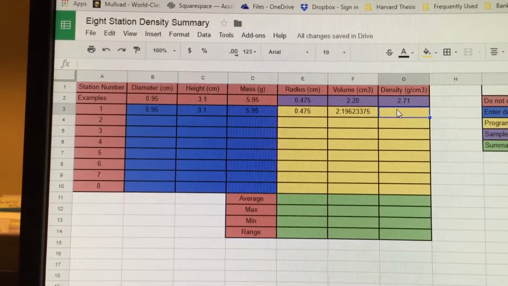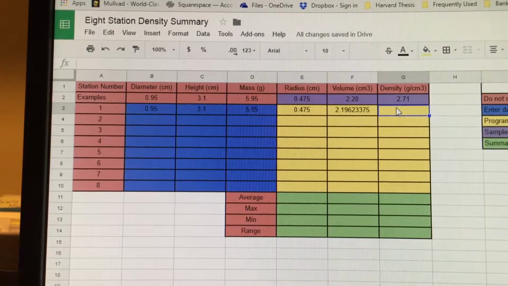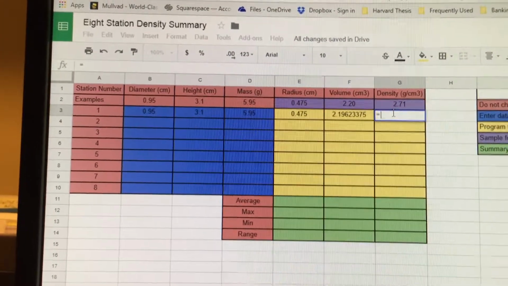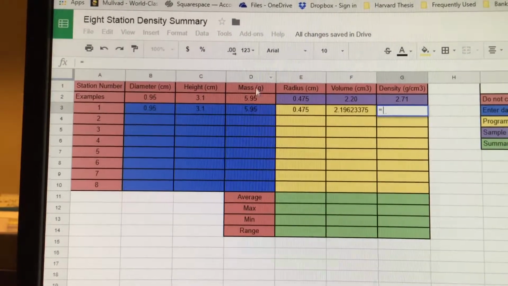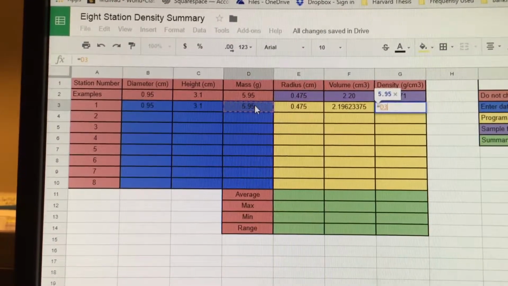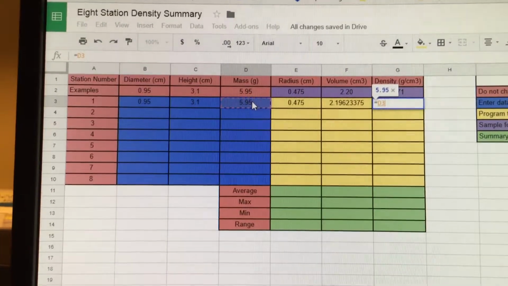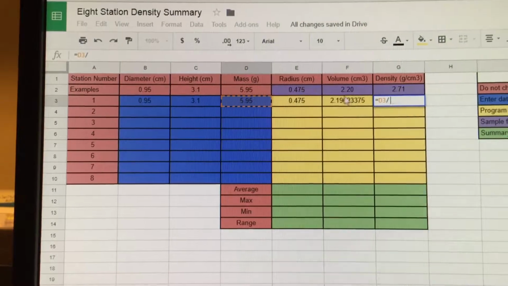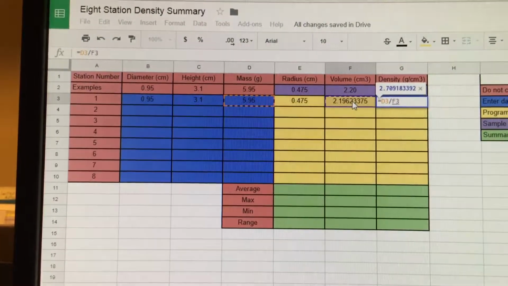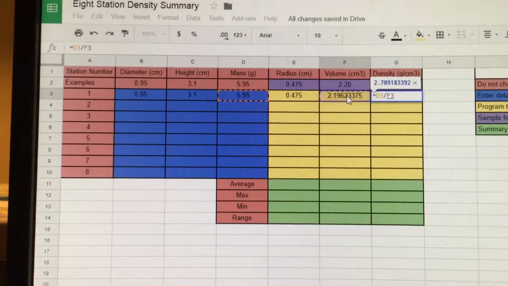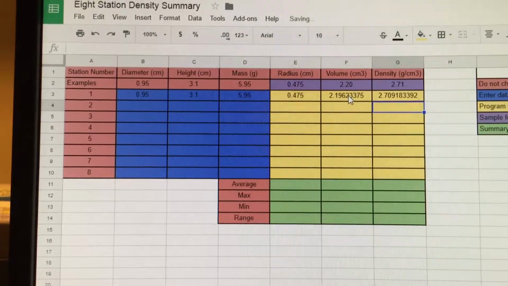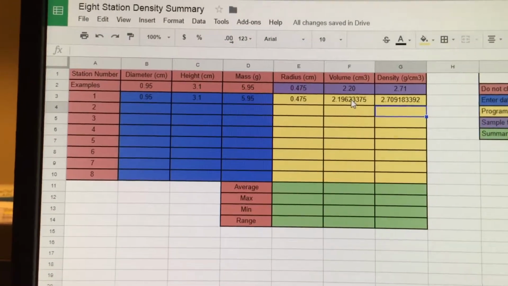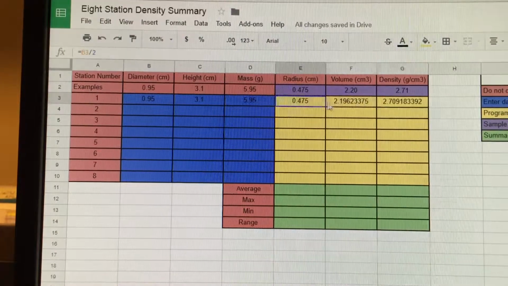Calculating the density is simply the mass divided by the volume. You're going to go equals to make a formula, click on the mass to indicate that you wish that value, that's in D3, divide it by the volume you just calculated in F3 by clicking on that value, and hit enter. We now have programmed the spreadsheet for the 3 quantities that you are required to calculate.